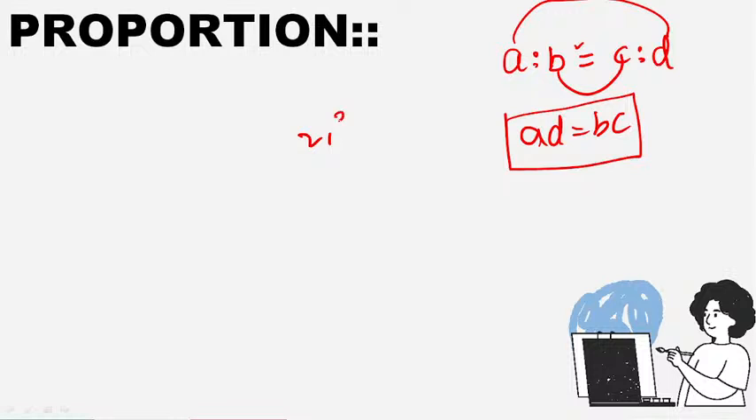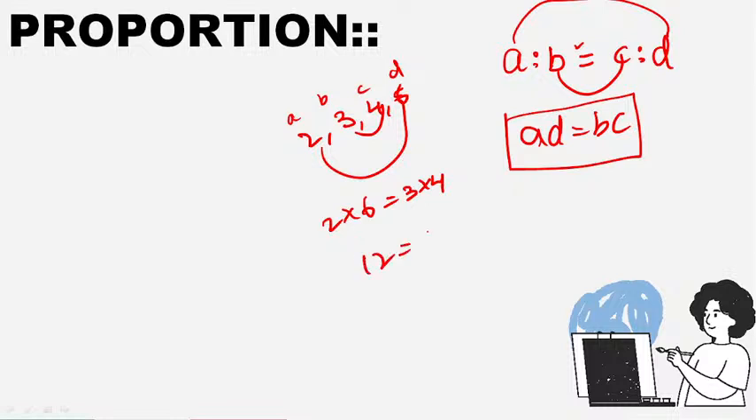For example, 2 comma 3 comma 4 comma 6. Find out the proportion. Look like A, B, C, and D. What is the proportion formation? AD is equal to BC. 2 into 6 is equal to 3 into 4. 2 6s are 12. 3 4s are 12. 12 is equal to 12. Is it a proportion or not? Yes, it is a proportion. So both sides are equal. It's called the proportion.